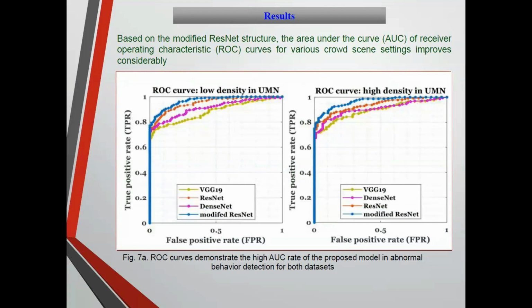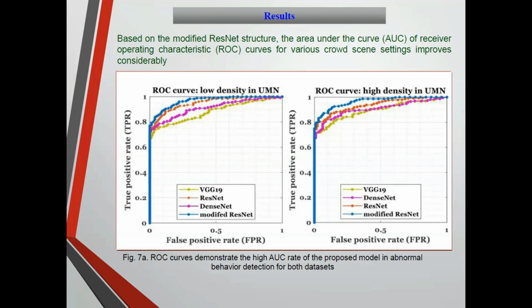So according to the ROC, which is based on a large number of variables due to the overcrowding, the method's performance is compared with other feature extraction methods, including VGG19. These are the other feature extraction techniques like VGG19, DenseNet and ResNet. So it is also important to consider the crowd conditions.